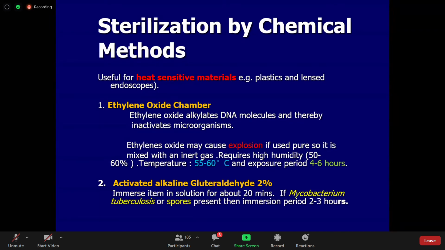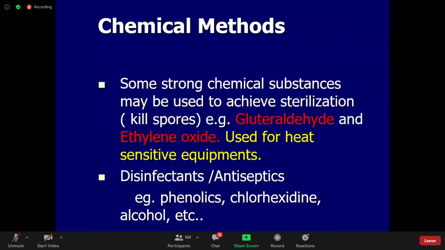And I don't want you to memorize 2 hours, 3 hours, 4 hours, but this is the concept of why sometimes they put the endoscopes for a few hours, sometimes for 6 or probably 9 hours, to get rid of these microorganisms. Chemical substances can be sterilizing, like glutaraldehyde and ethylene oxide, but we have a lot of chemical substances that can be used as disinfectant and antiseptic, like alcohol, phenol, chlorhexidine, and so on.